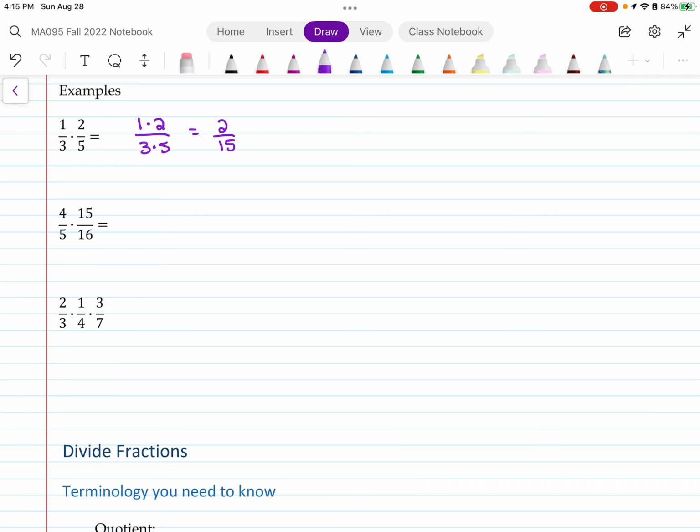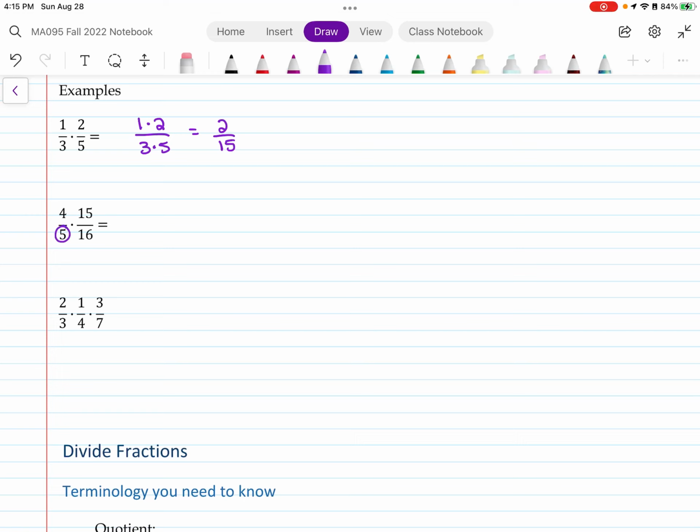So the best way to work these is to factor things out so that you see that things are going to cancel. So I see a 5 here, and I see 15 has a 5 in it, right? And I see 4 here, and I know that 16 has a 4 in it. So I'm going to rewrite this so that I've got 4 times 3 times 5 over 5 times 4 times 4. So now what happens, do you think?